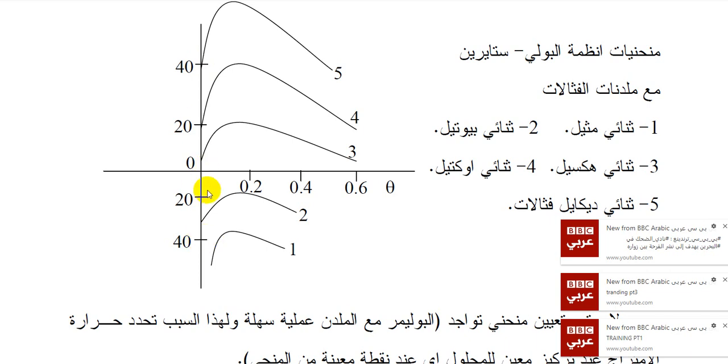The in-between quantities of the plasticizers added will be represented by the lines 2 and 3, as you can see. 2 here indicates the dibutyl, as well as the 3 here indicates the dihexyl.